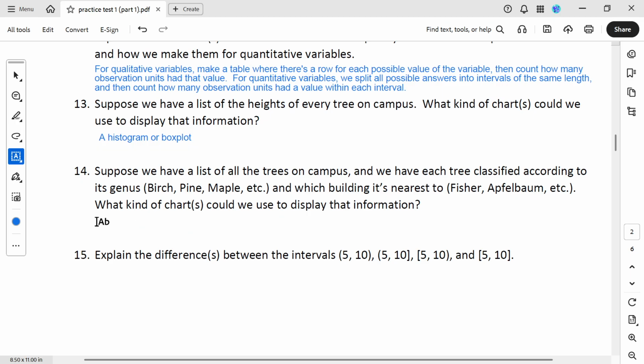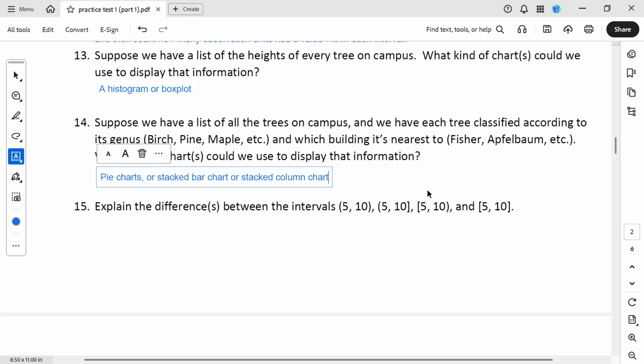All right, now suppose we have a list of all the trees on campus, and we have each tree classified according to its genus, like birch, pine, maple, etc., and then which building it's nearest to, like Fisher, Applebaum, etc. What kind of charts could we use to display that information? So you could do each of those two variables separately on pie charts, but you could also do a stacked bar chart or stacked column chart. Those would be the ones that we've looked at so far in this class.